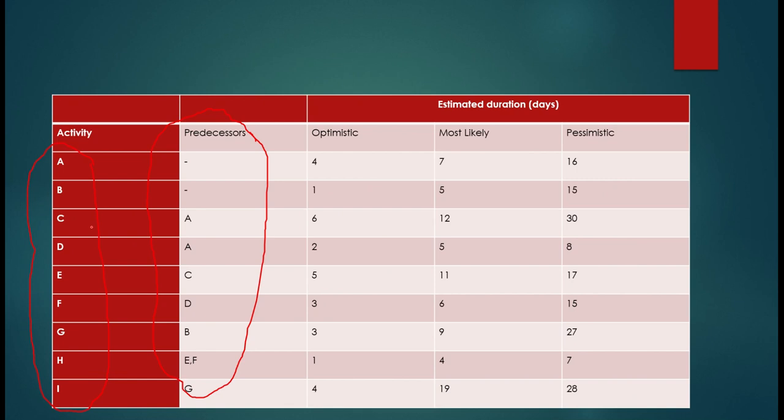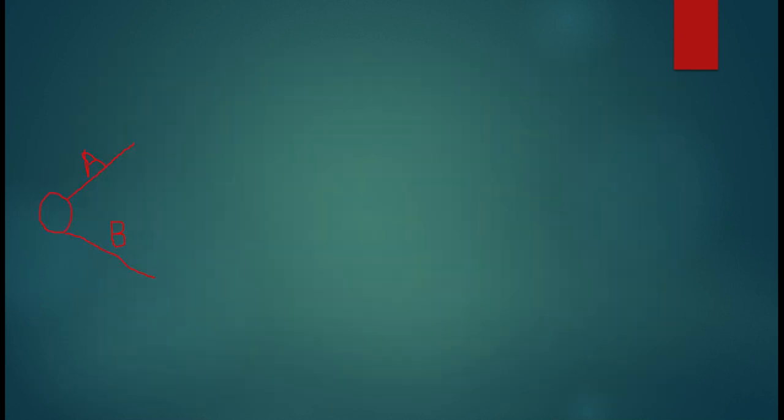Let's move forward. So next is C and D. C and D both have the preceding activity as A. It means where A ends, C and D will start, okay? So this is the end point of A.